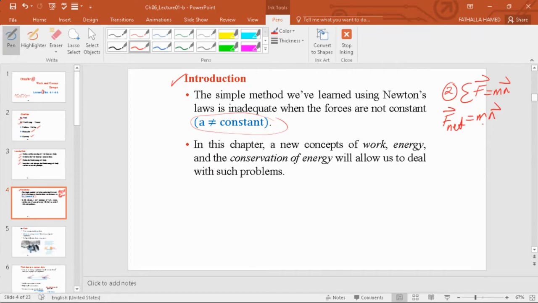In that case, we're going to use energy and conservation of energy. It's another way of describing motion here. So today we have the concept of work, energy, and conservation of energy that will allow us to deal with situations when the acceleration is not constant.